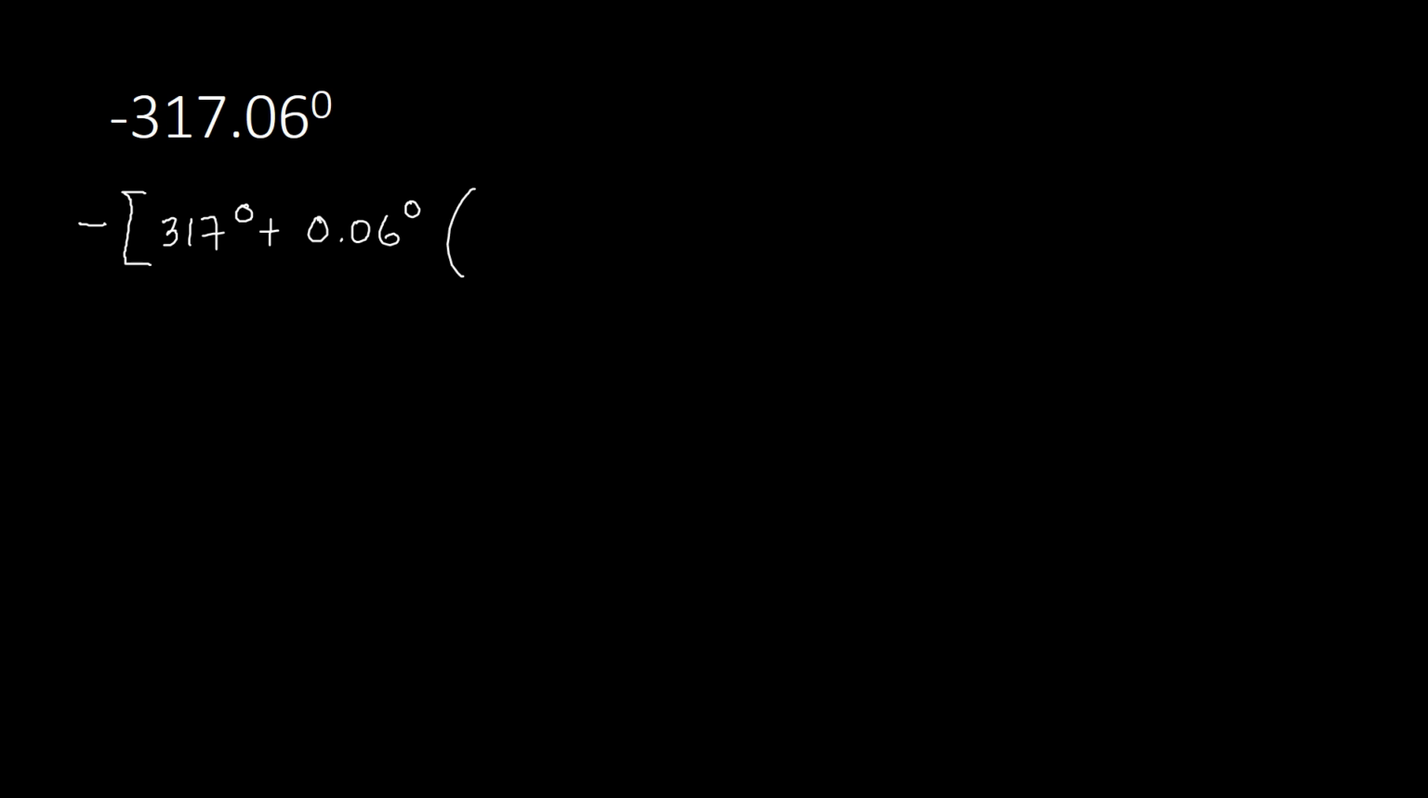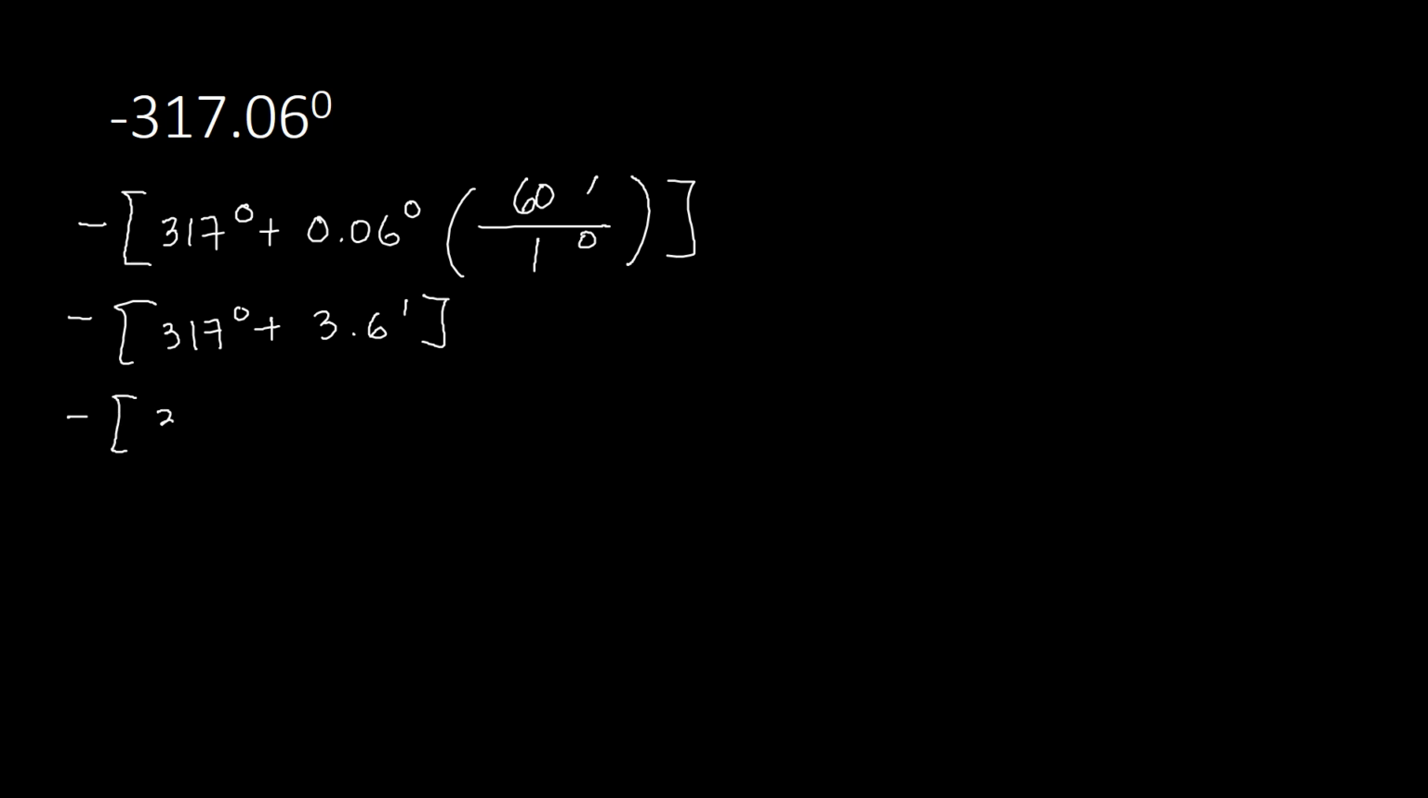We convert the degree into minutes, so degree will be at the bottom while minute will be at the top. And then 1 degree is equivalent to 60 minutes. So we have our negative and then 317 degrees plus 0.06 times 60. That will be equal to 3.6 minutes. And then we try to convert the decimal part of the minute there into seconds.